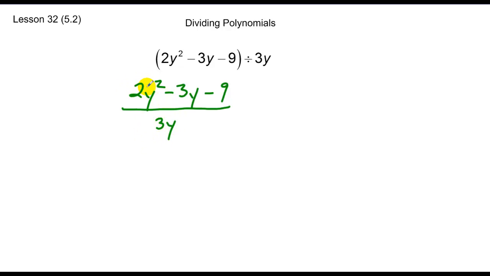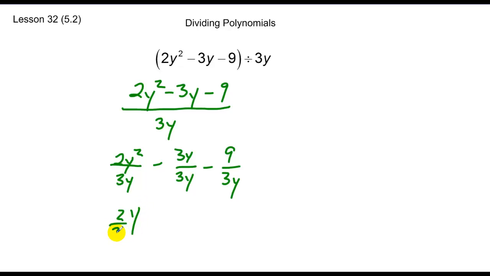Whenever I have a term split up by addition and subtraction divided by a singular term, I can rewrite it as three different fractions. So let's do that, and then I'll reduce each fraction individually. So I have y squared over y, which is a y, and I have my 2/3 left. 3y over 3y is just 1. 9 over 3 is just 3 with a y in the denominator, and that'll do it.